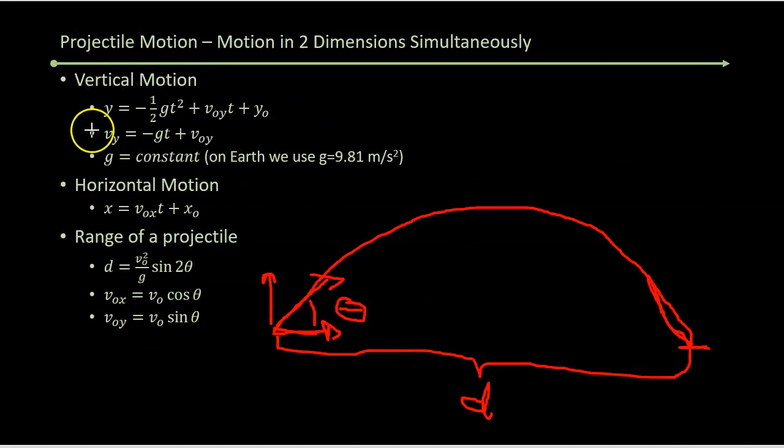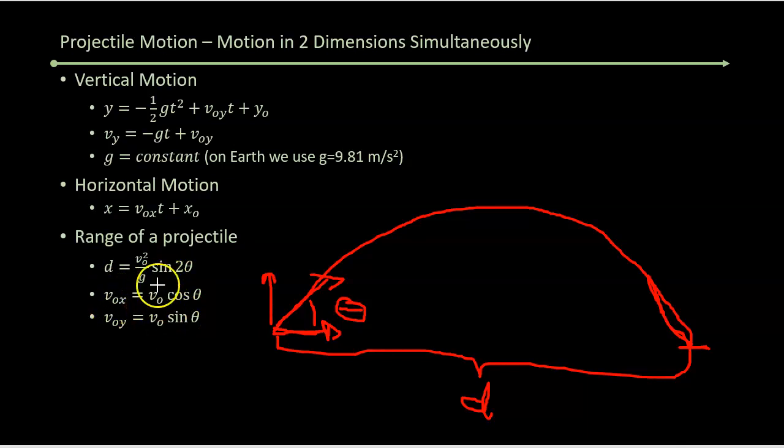So in terms of the equations, this is familiar, that is familiar, g is a constant, and once again, I need to correct that to 9.8. Horizontal motion, you're familiar with that equation. That's just horizontal motion with acceleration set to 0. The range of a projectile, d is v naught squared over g sine 2 theta.